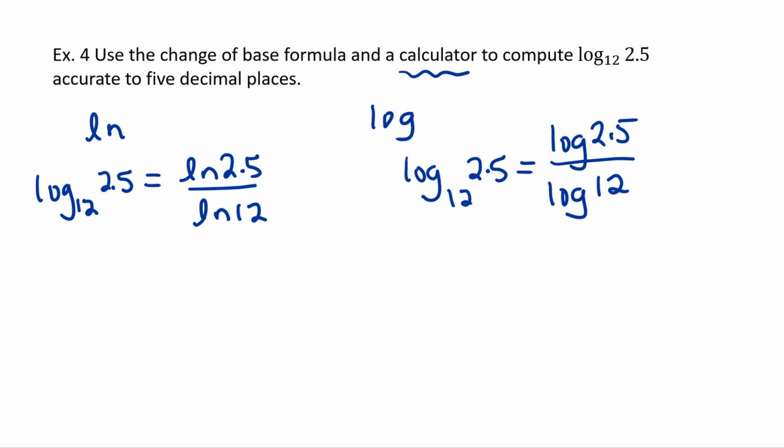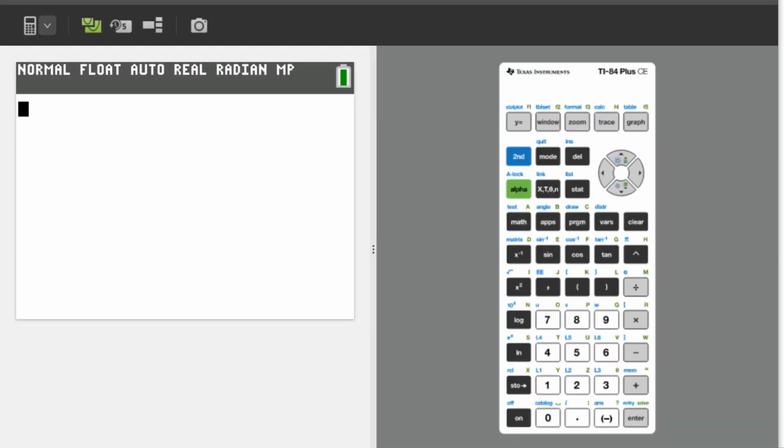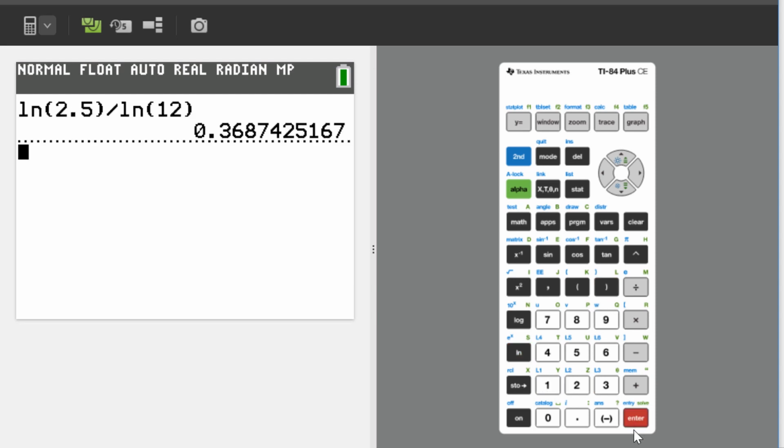Now let's compute this using a calculator. What I have displayed is a TI-84 Plus CE calculator screen. Let's compute the natural log portion first, and to do so, let's locate the natural log button on your calculator as the natural log of 2.5, and then hit the divide symbol, hit the natural log of, and the base was 12, close and enter.